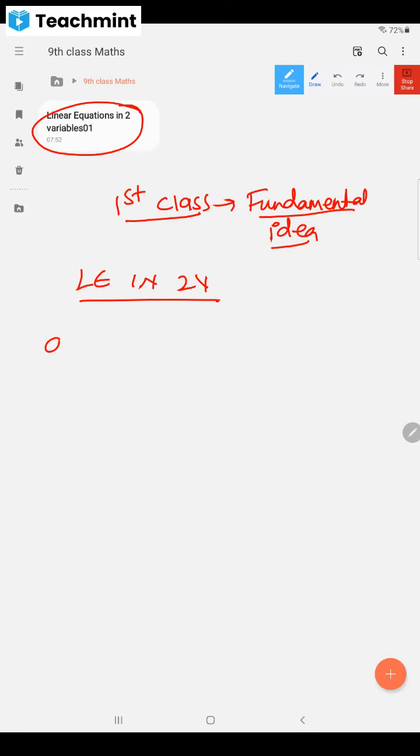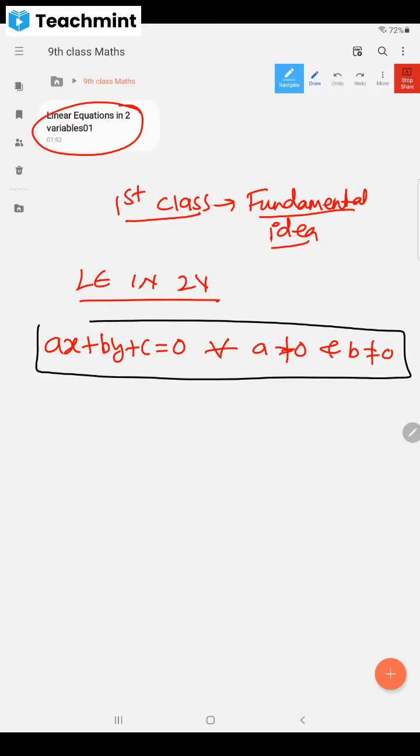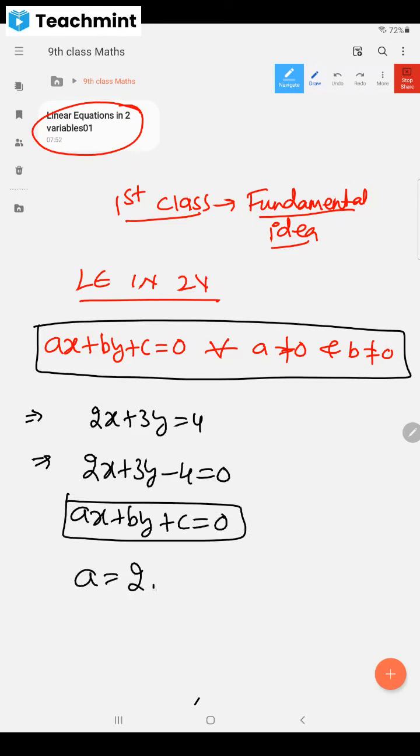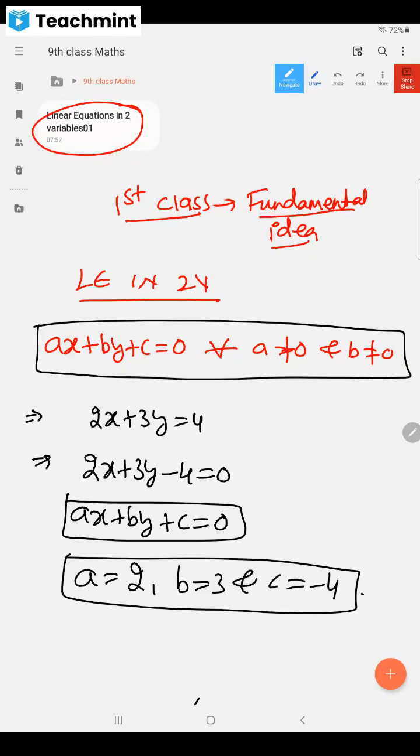Did I tell you that the standard form is ax plus by plus c equal to 0, where a is not equal to 0 and b is not equal to 0? If any equation is there like 2x plus 3y is equal to 4, you can write it as 2x plus 3y minus 4 is equal to 0, and compare it with ax plus by plus c is equal to 0. Then a equals 2, b equals 3, and c is equal to minus 4. We learned these things in the first class.